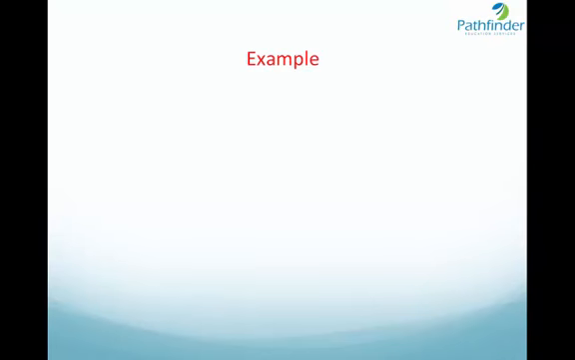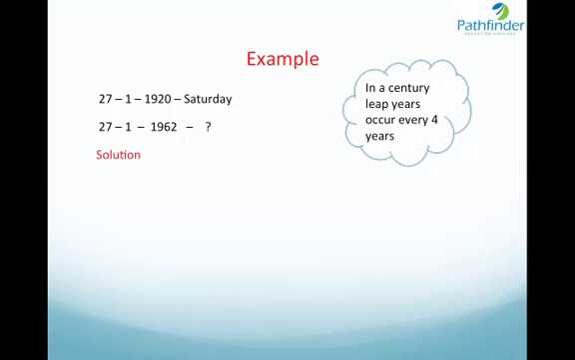Let us solve one more question. If 27/1/1920 was a Saturday, what day of the week would 27/1/1962 have been? Again, the key lies in calculating the odd days from 27/1/1920 to 27/1/1962. So in a century, a leap year occurs every 4 years.